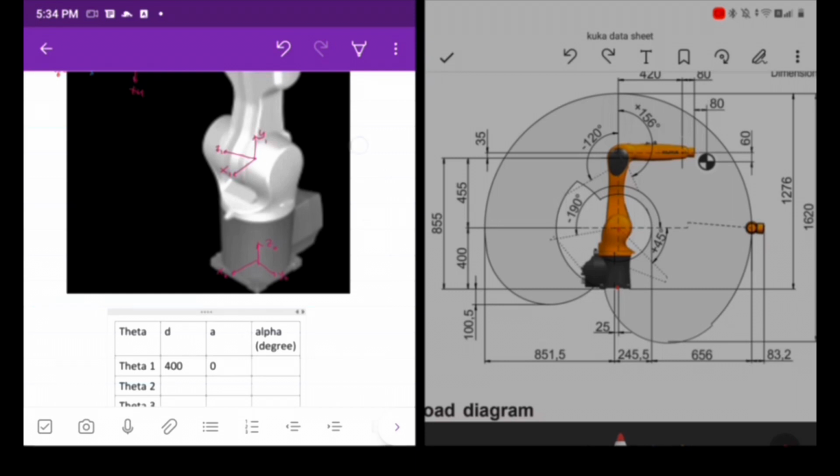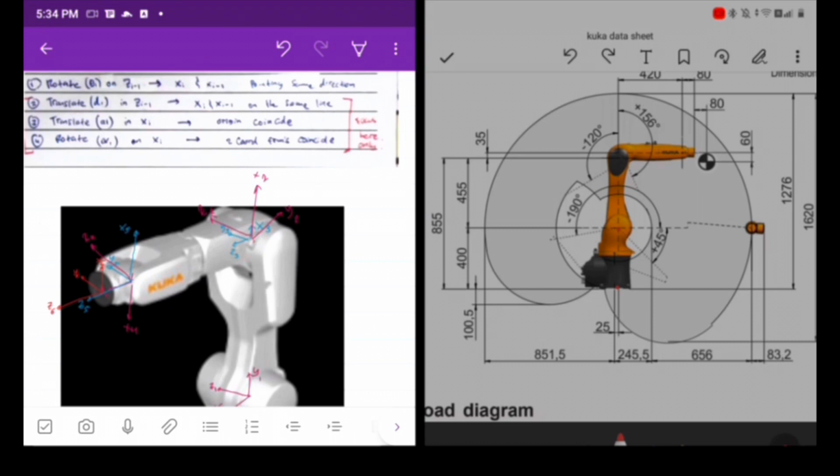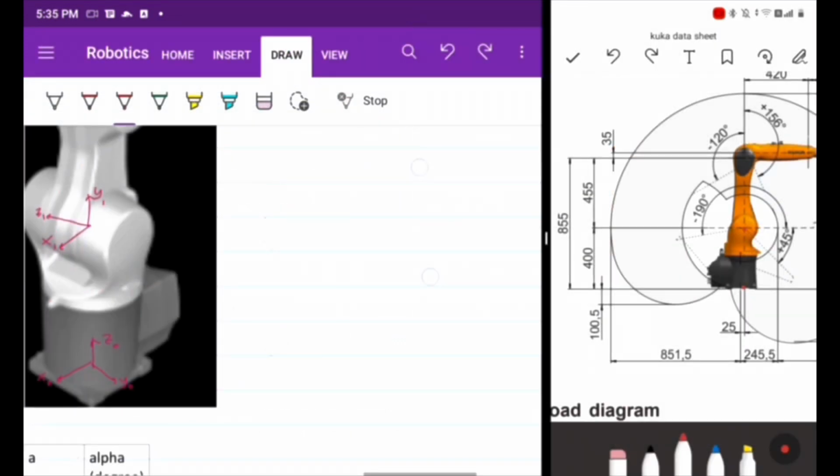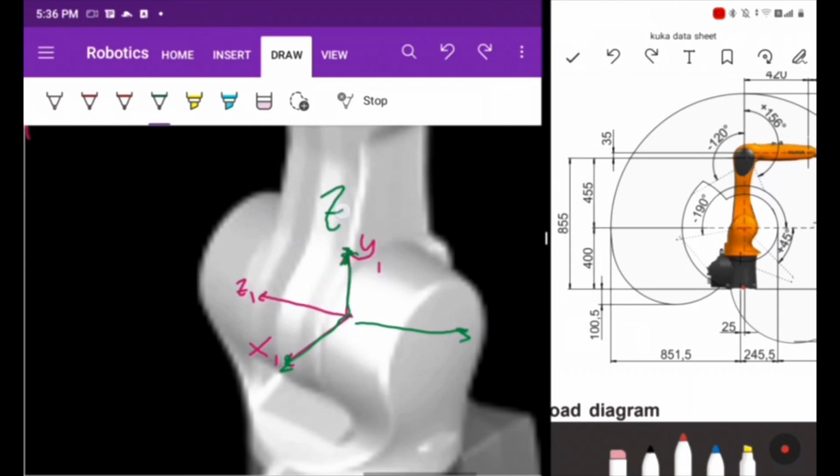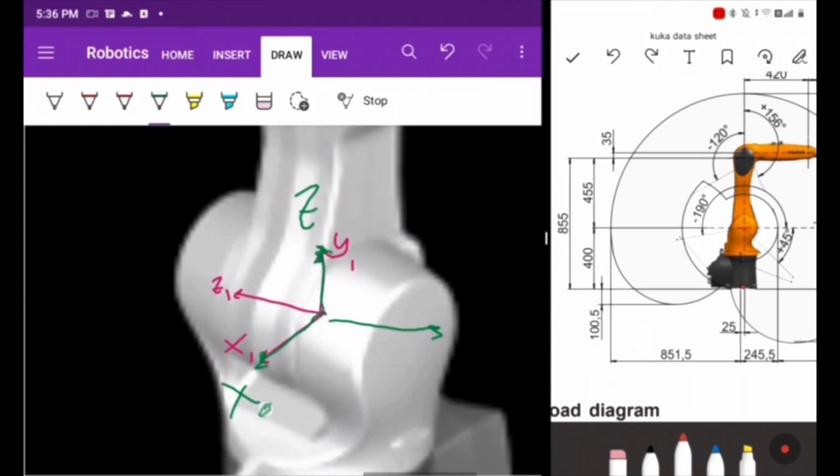How about alpha? Alpha is the rotation about the current x-axis until the two coordinate frames coincide. Not only the origin, but all three axes coincide. So the current coordinate frame should be like this. This is the z-axis, this is x, this is y. To make all three axes coincide, we should rotate it 90 degrees about the current x-axis, which is the positive 90 direction, right there.